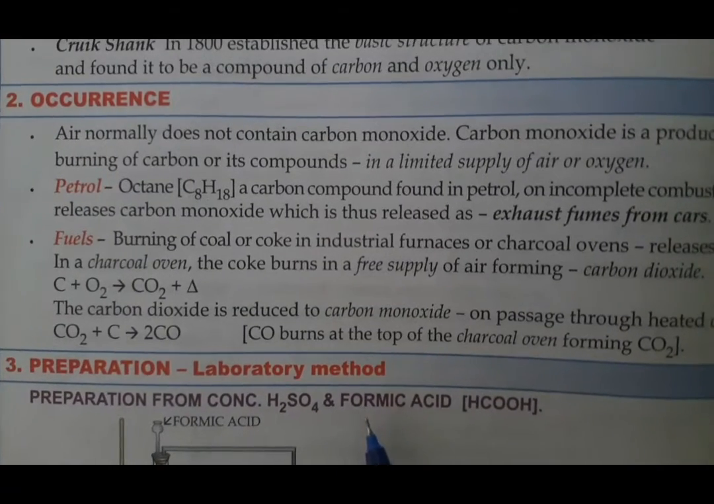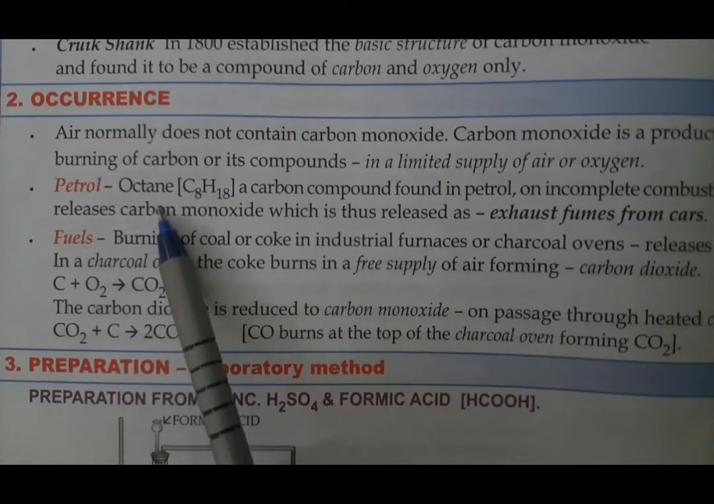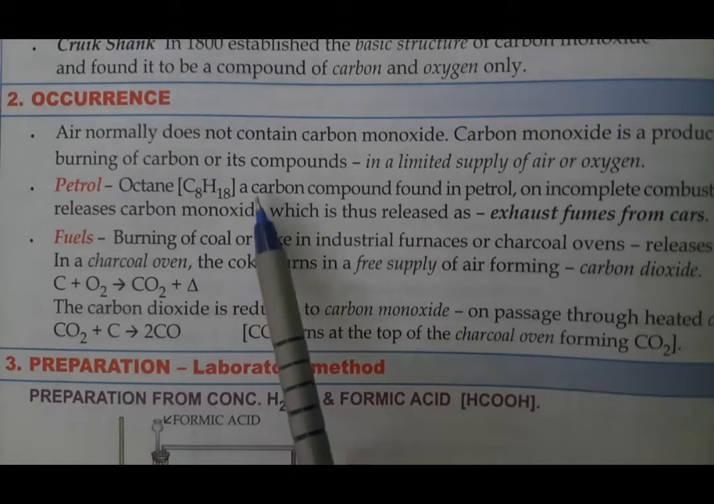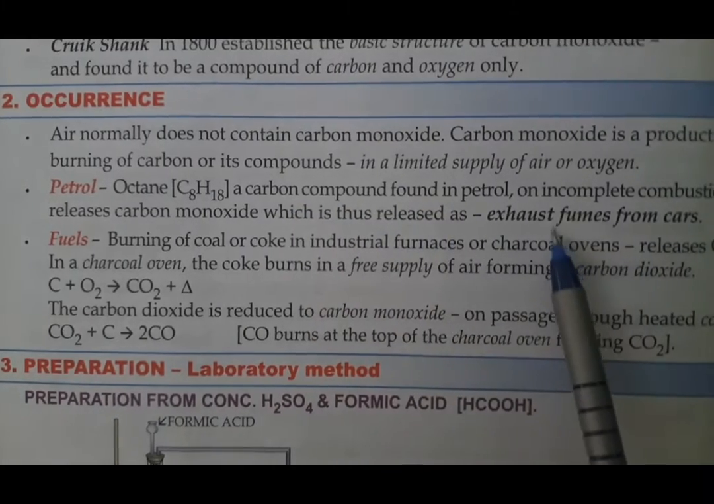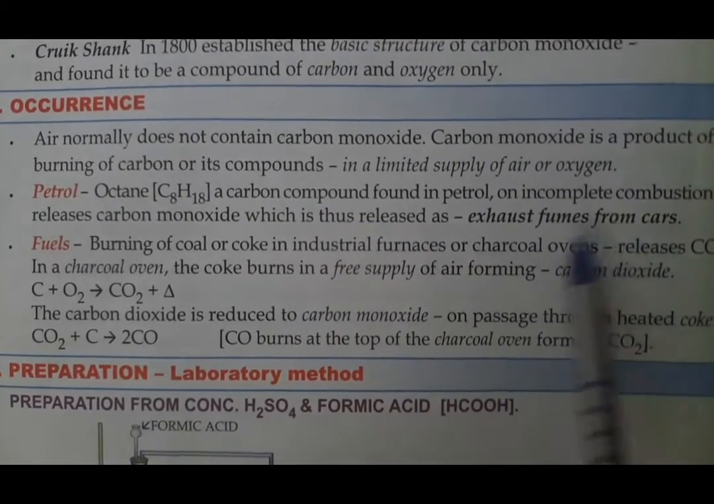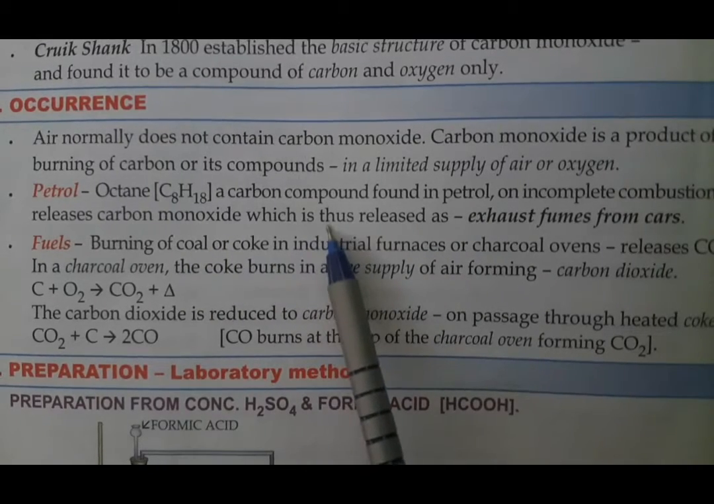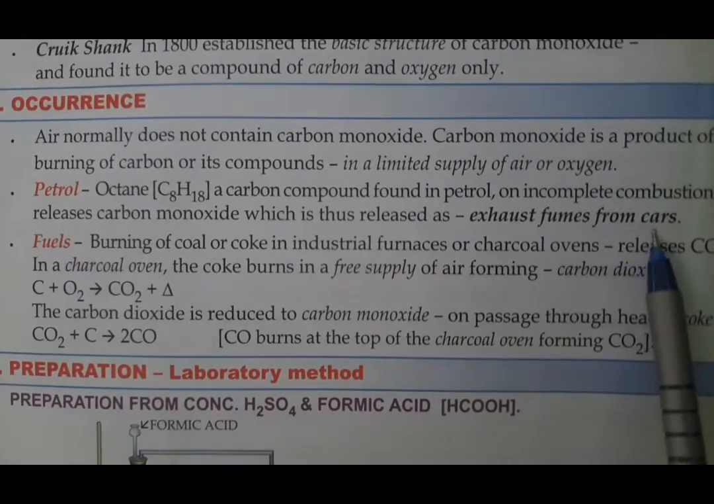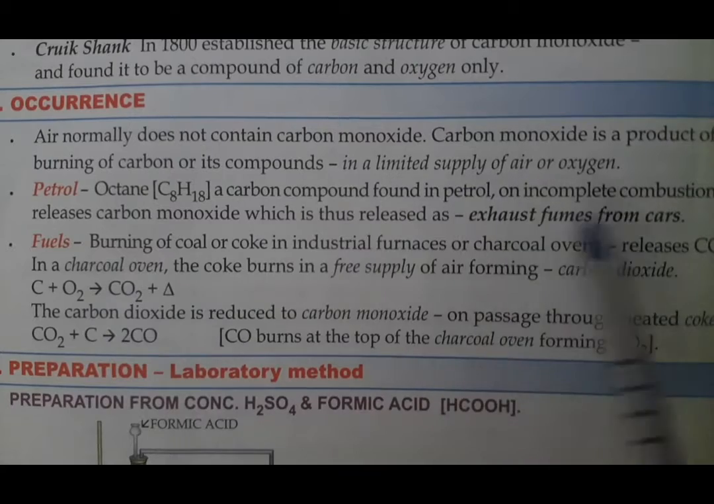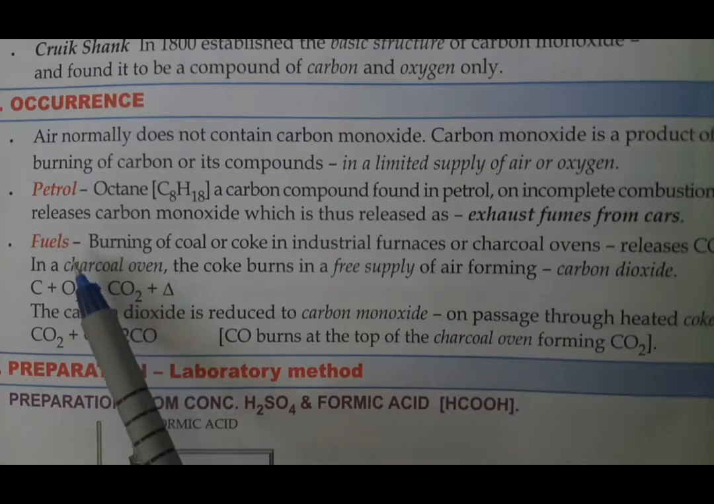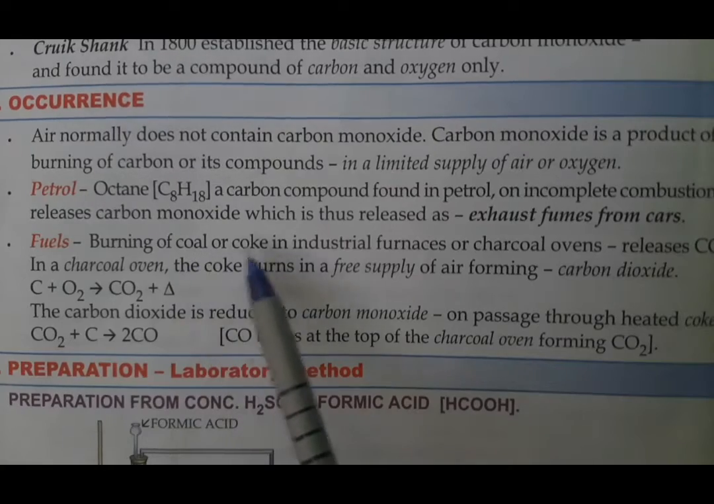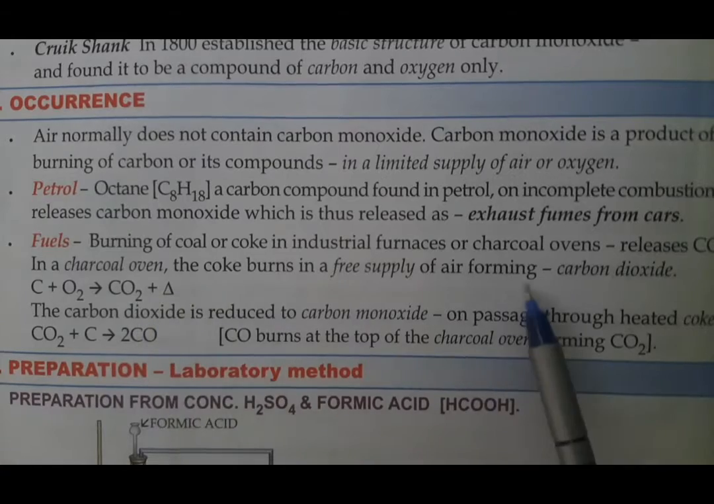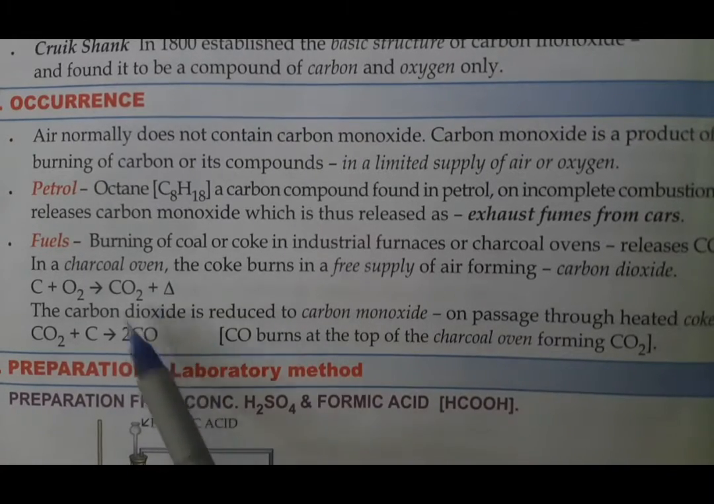You can see here petrol, also known by the name octane, is the main compound present in petrol, with formula C8H18. This carbon compound found in petrol, on incomplete combustion, releases carbon monoxide gas. And exhaust fumes from cars, from the exhaust pipe, also contain carbon monoxide. Fuels, burning of coal, coke in industry: at that time also what is released? Carbon monoxide is released, students. Even carbon dioxide, both are released.